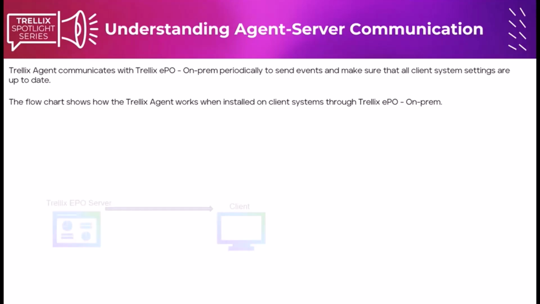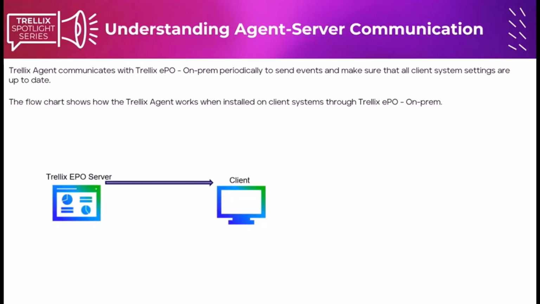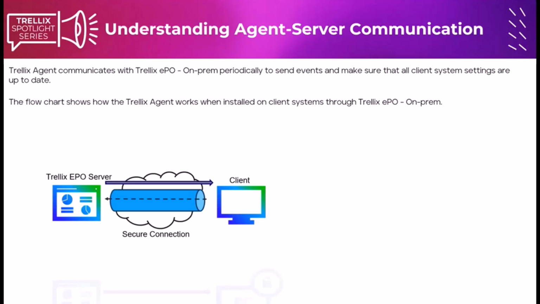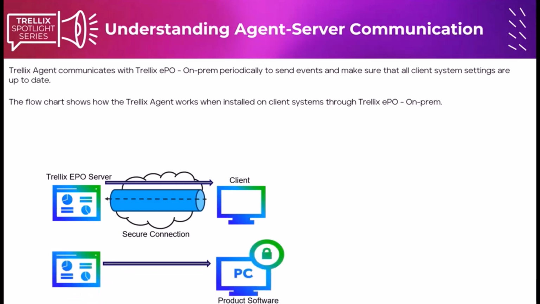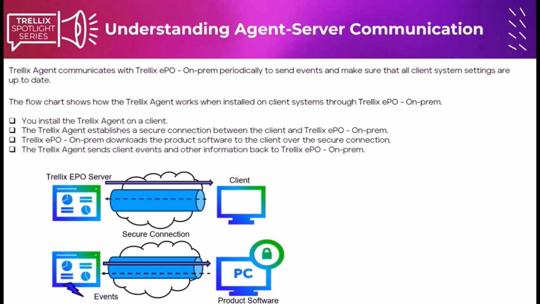The flowchart shows how the agent works when installed on the clients. Firstly, we install the agent on the client machines through ePO, and upon successful installation, the agent establishes a secure connection between the client and ePO. ePO uses the industry standard TLS network protocol for secure network transmission. Once the connection is established, ePO downloads the product software to the clients, and Trellix Agent eventually sends the client events and information back to ePO. These are the pointers we just discussed.